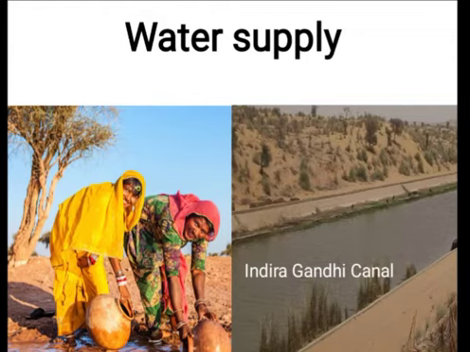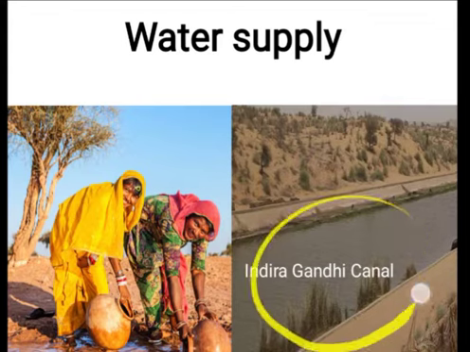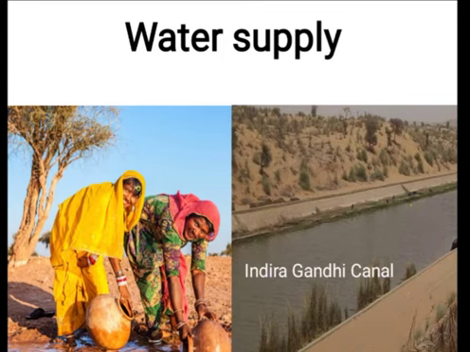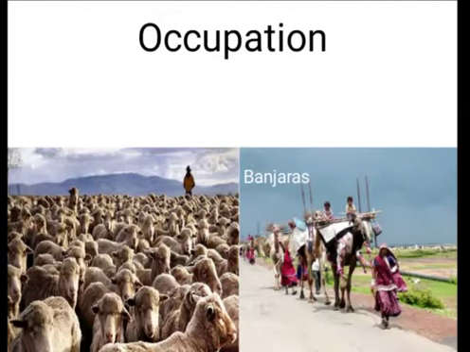Village women walk long distances to fetch water. The state government is trying to provide water for domestic use and irrigation. Water from river Satluj has been brought to the desert through the Indira Gandhi Canal. Farmers can thus grow wheat, mustard and cotton.